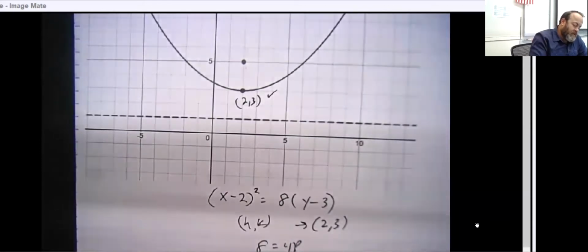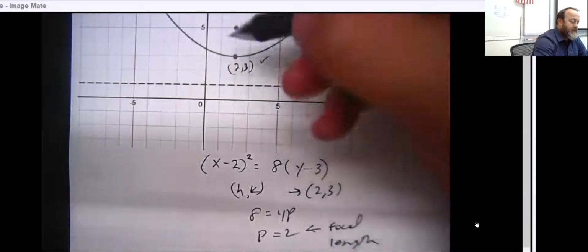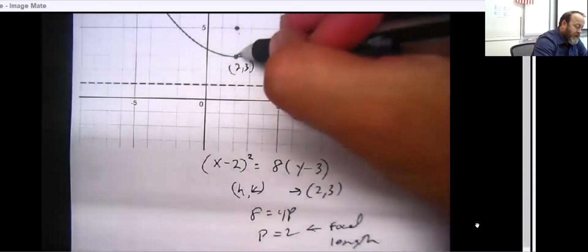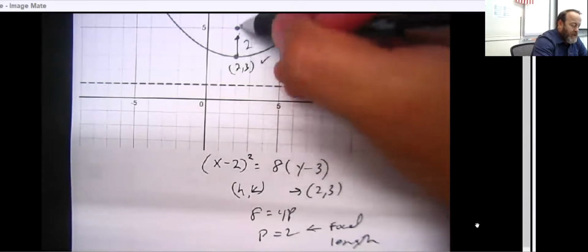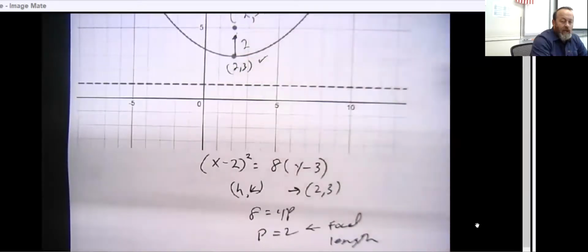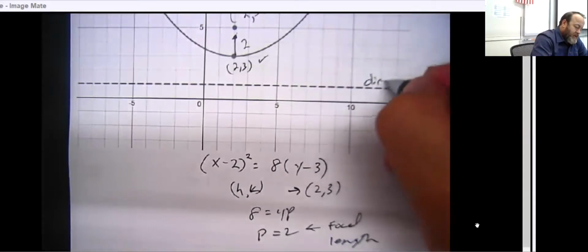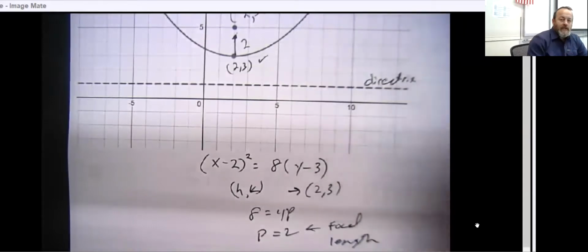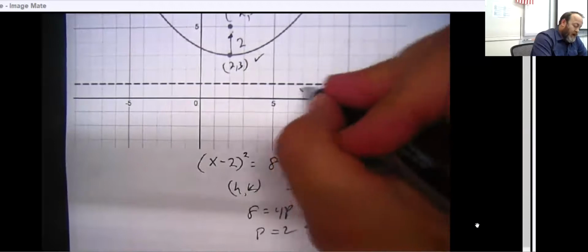And this is known as our focal length. The focal length is actually quite important because it tells me that the distance from that vertex up to that focus is exactly 2 units. So that's why I put the spot up here exactly 2 units away from the vertex. So it's coordinate 2, 5. And for that same reason, the directrix, which is this line down here, is going to be exactly 2 units behind that vertex. So that's going to be our directrix, which is y equals 1.